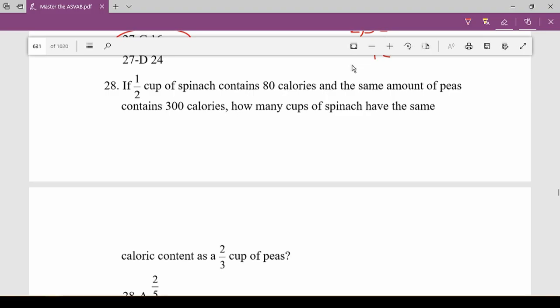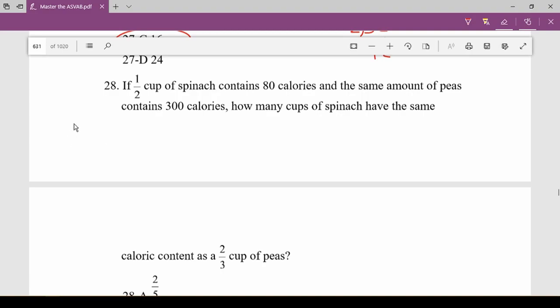All right, number 28. If one half cup of spinach contains 80 calories and the same amount of peas contains 300 calories, how many cups of spinach have the same caloric content as a two-third cup of peas?